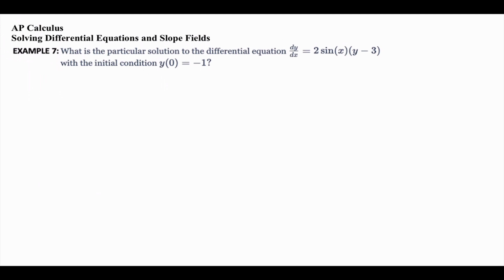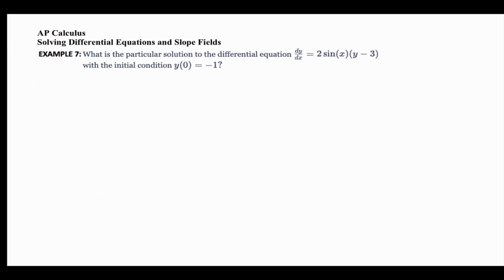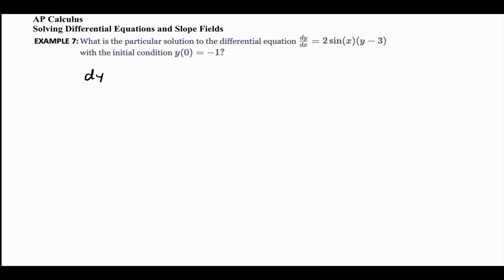Last one, and then I'll give you some time to work on your assignment. Okay? Here we go. What is the particular solution to the differential? So now we got a differential with a sine. So sine of x times y minus 3. So the angle is x, and then it's times y minus 3. Okay?